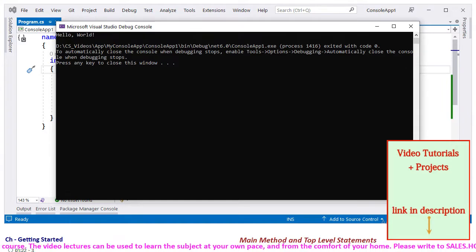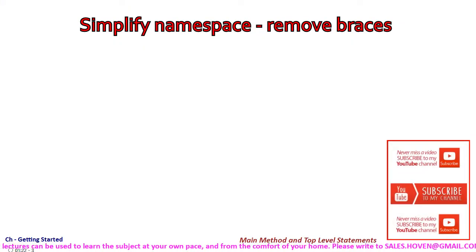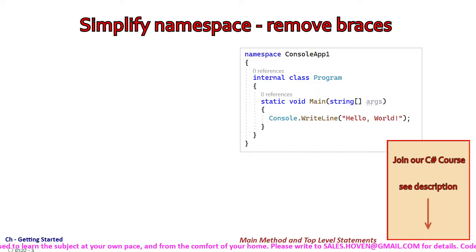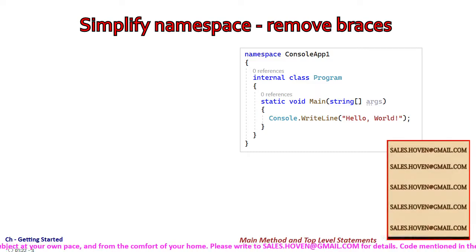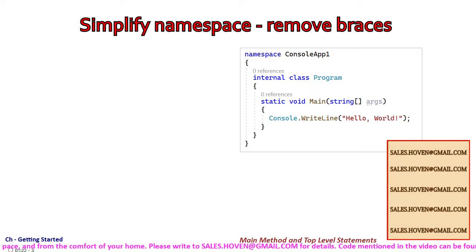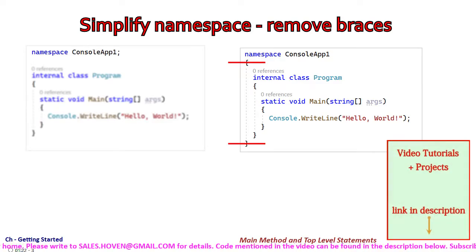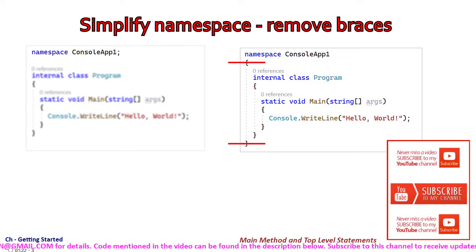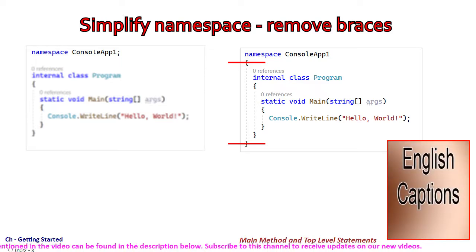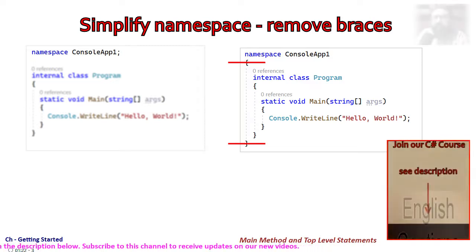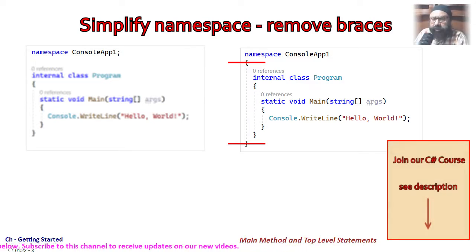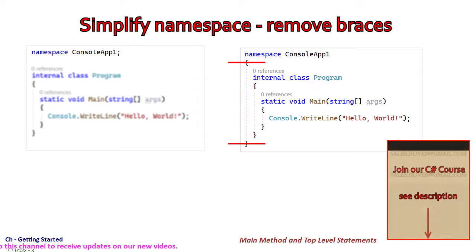Let's now see how to simplify the namespaces. Suppose we have this program with the namespace that encloses this class. The new C# syntax allows us to remove the braces and replace them with the semicolon as you see here. The remaining code is automatically treated as if it were written inside namespace braces. It is just a shortcut that you can make, but it is not necessary that you always do it. It is available when you need it.